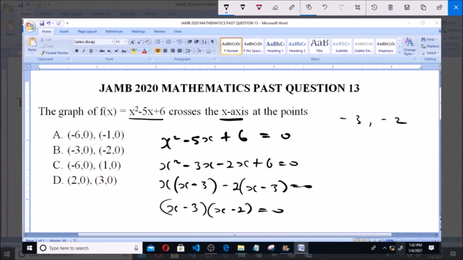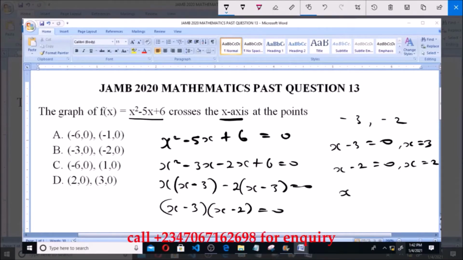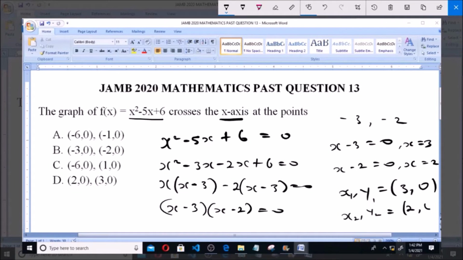Now we can have two positive values of x. It means x minus 3 is equal to 0, x is equal to 3, or x minus 2 is equal to 0, x is equal to 2. So when y equals 0, we have that x is equal to 3. So for the first value, we have x comma y is equal to 3 comma 0, and for the second value, that will be 2 comma 0. So the answer to this question actually is option D. You can see 2 comma 0 and 3 comma 0. So this is the answer to the question.